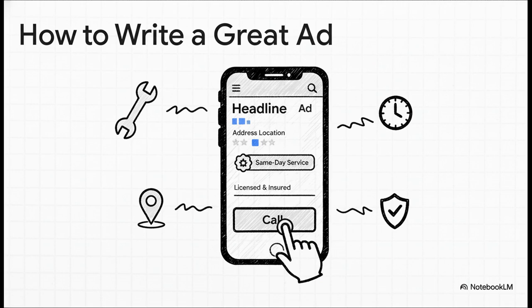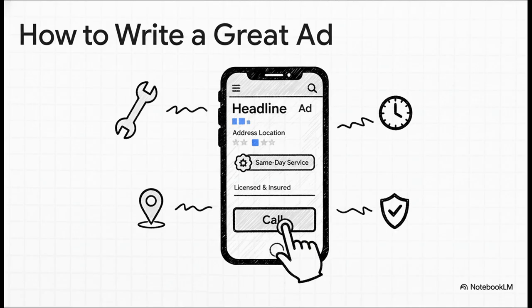You just state the service, plain and simple: boiler repair. You include your location so they know you're actually local. You speak to their urgency with something like same-day service, and you build that instant trust with licensed and insured. And then you've got these awesome features like call and location extensions. These are absolute must-haves. They put a clickable phone number and your address right in the ad, making it so easy for someone on their phone to just tap and get help.